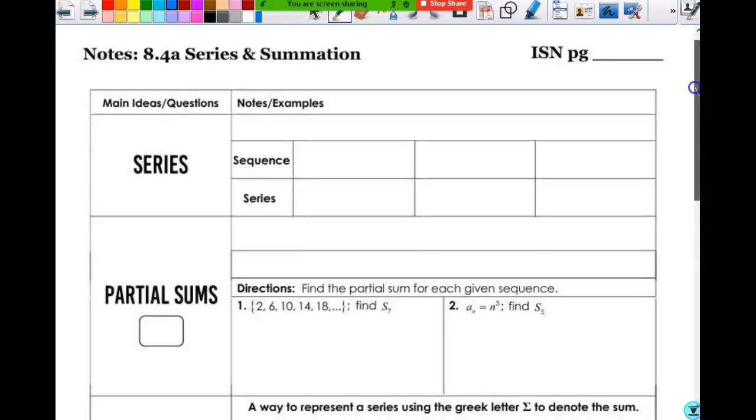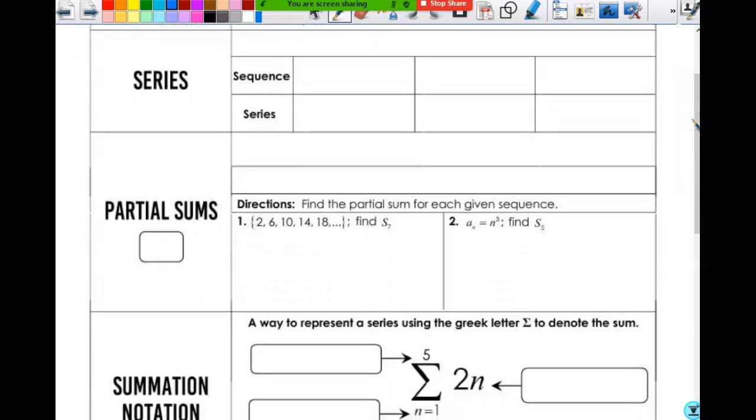So we're going to talk in general about series. What a series is: the sum of the terms in a sequence.